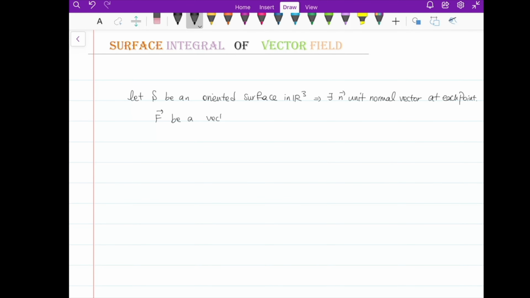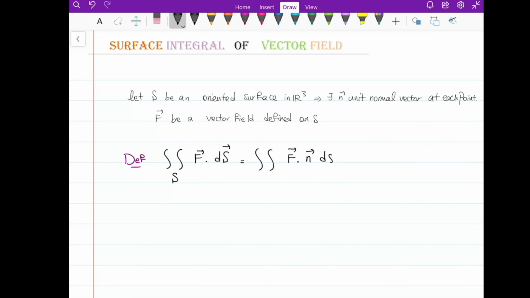Be a vector field that is defined on the surface S. Okay, now I'm gonna define the double integral of the vector field F ds over the surface S. Okay, we are gonna say that it's the double integral of F dot n ds over the surface S. Okay, so what is n?